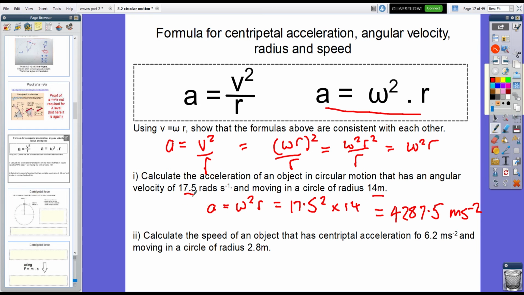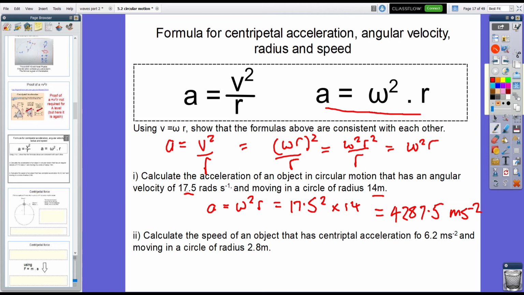If we divide that by 2 pi, so what's 2 pi? 17.5 divided by 6.24. So that's spinning around just under 3 times a second, and we're on 14 meters. So, you know, this is a pretty intense situation we're in here. So no surprise to see that's a really large acceleration. You really wouldn't want to be sitting in that centrifuge.